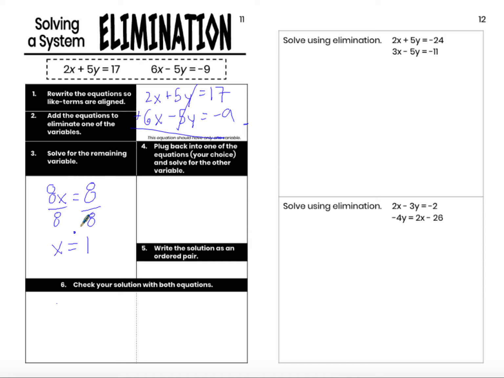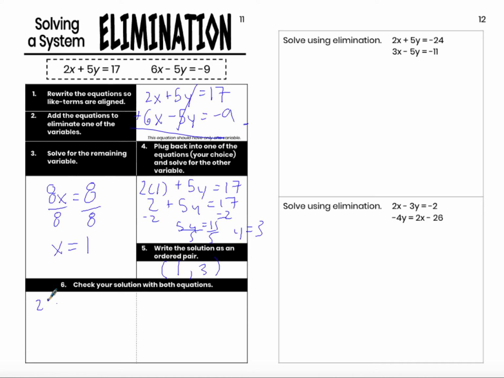X equals 1. We now need to find the other variable. We do that by plugging in 1 for x into either of the equations. It doesn't matter which one. Neither one is particularly difficult or easy. And we have basically a two-step equation. So y just equals 3. When we write our ordered pair, our solution is always an ordered pair, an x value and a y value that both make both equations true. Make sure that you write x first and then y.